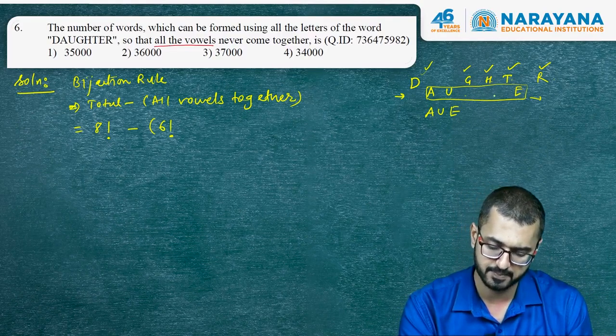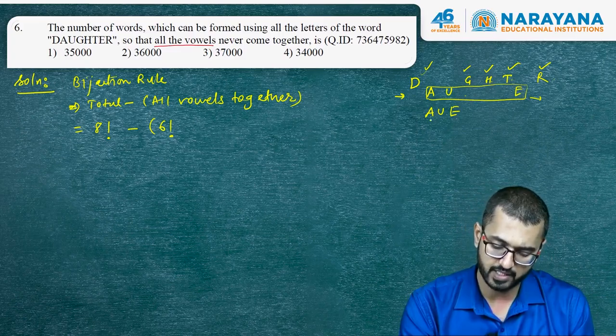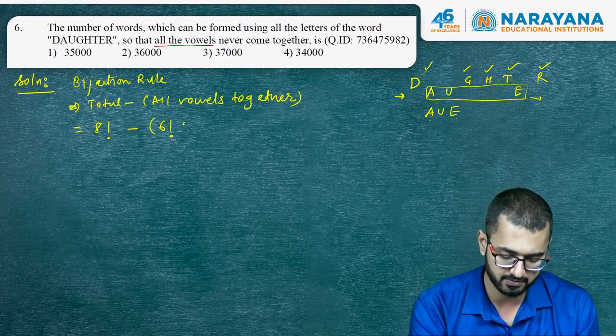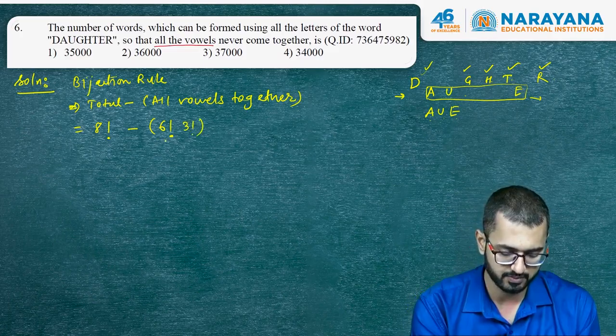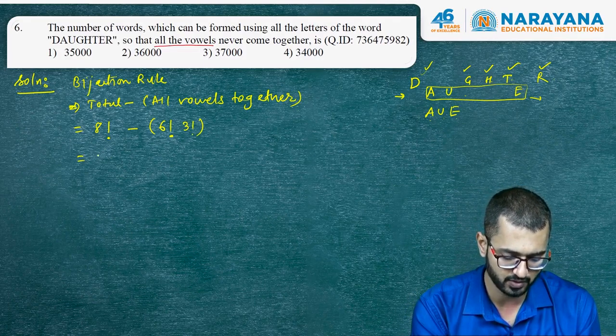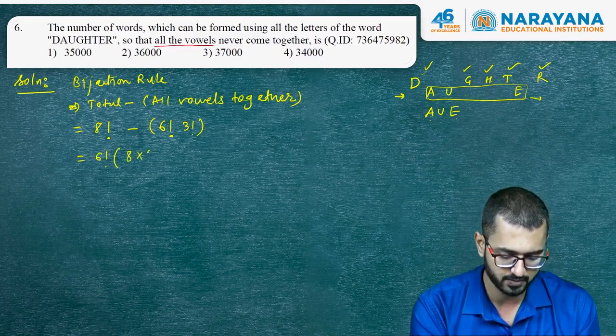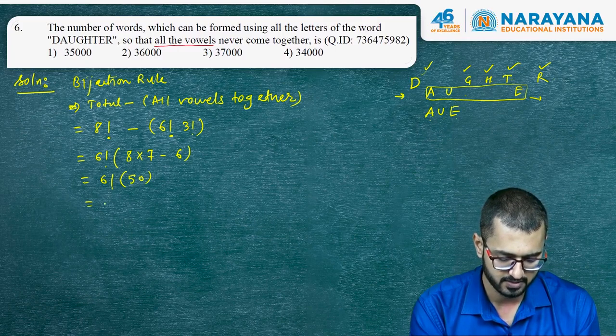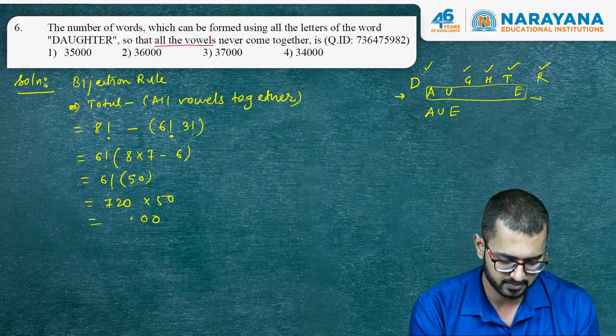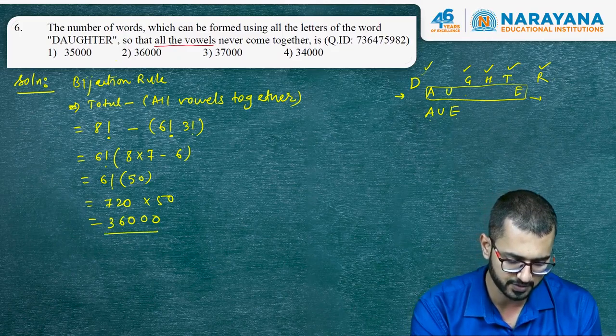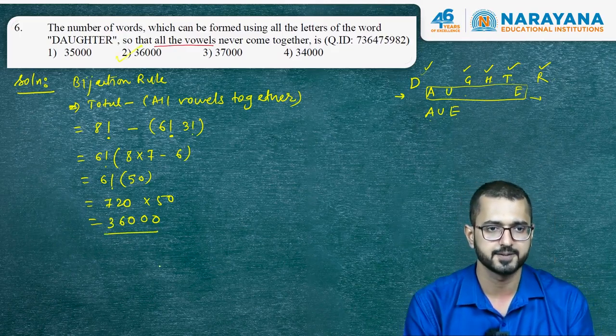And now the thing is, A, U, E can also interchange among themselves, so it will be again 3 factorial. So now 8 factorial minus this thing. We'll take 6 factorial common. So I'll be having here 8 into 7 minus this, which is again 6. So this will be 6 factorial into 50. 6 factorial is 720 into 50, so we have 00 and then 72 into 5, that is 360. So 36,000 should be the answer, and that makes our option 2 correct.